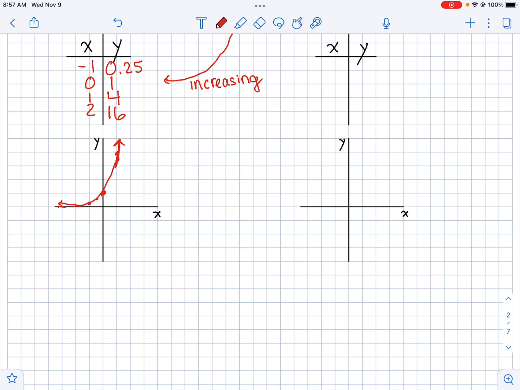So I can see I've got an asymptote, some key features. I've got an asymptote at y equals 0. That's where my asymptote is. Got an increasing function with a domain of x can be anything. X is a real number. And my range is y has to be greater than 0, and it's also a real number.